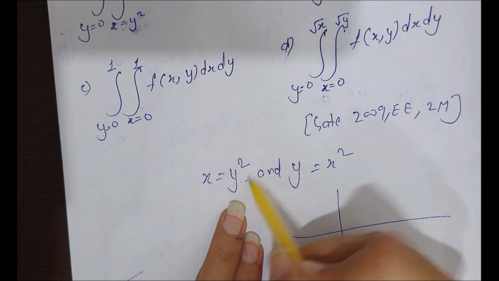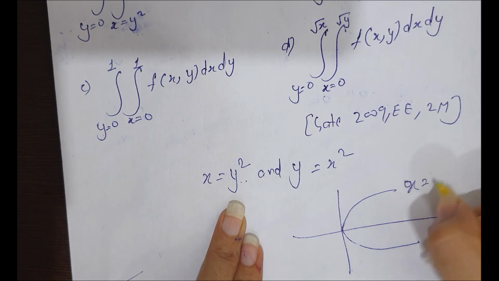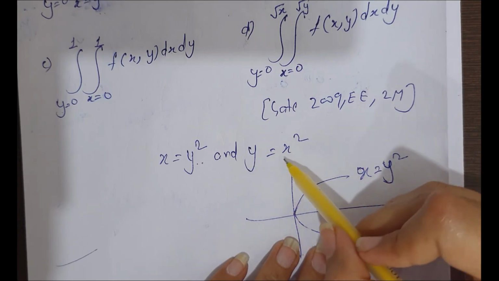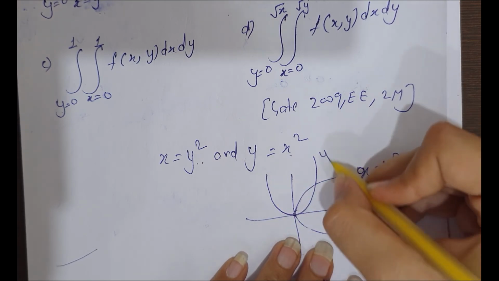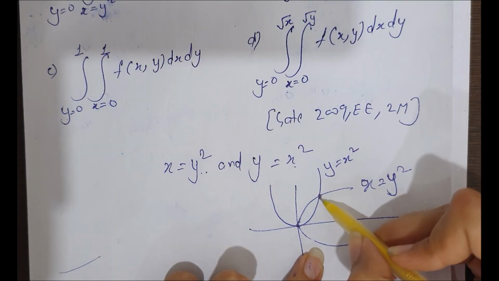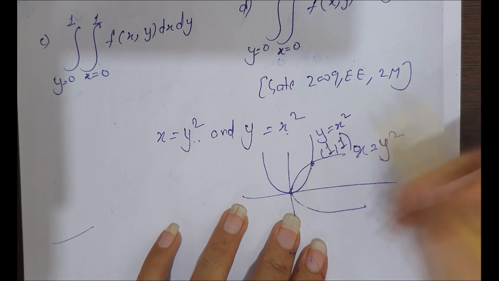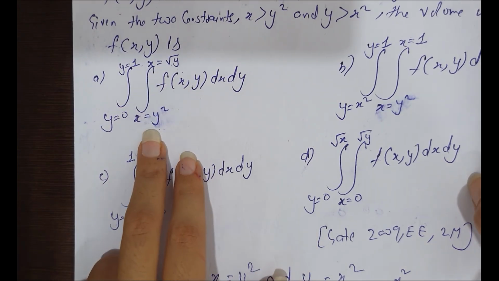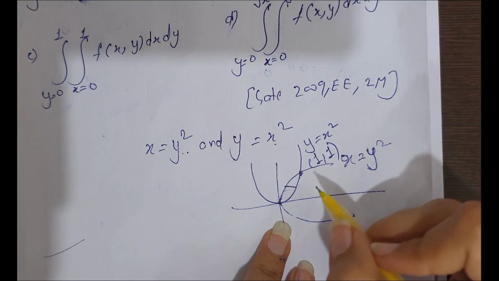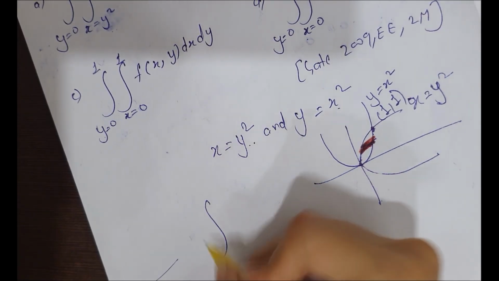Here y has an even power, so it will be symmetric about the x-axis. And here x is even, so it will be symmetric about the y-axis. This point is given, that is 0 1 comma 0 1. It means that this point is 1 comma 1. Here we have to find the area of this part. Here in every question you can see y is constant and the variable is x. X is variable according to the options. This is a horizontal strip.